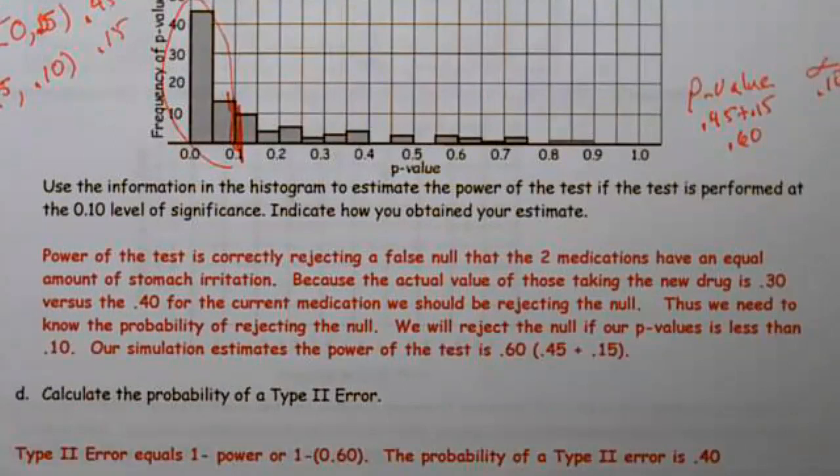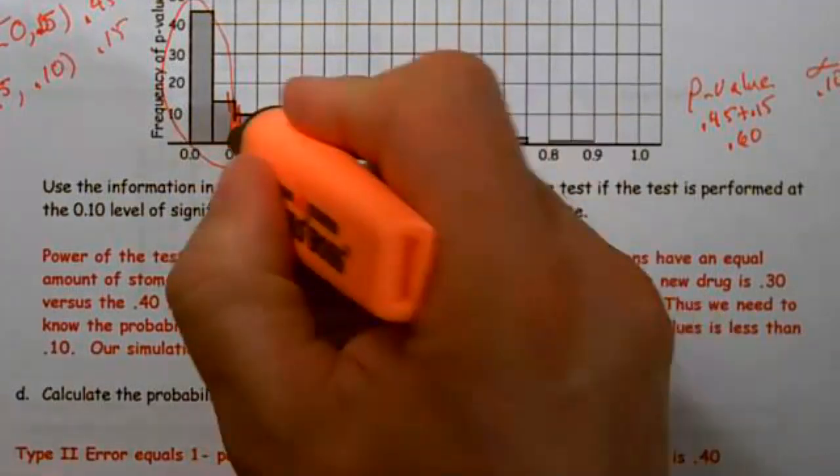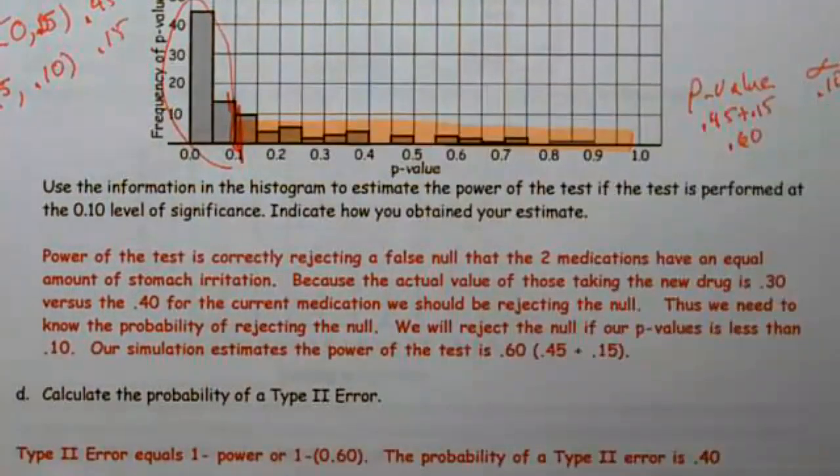All right, part D, calculate the probability of a type 2 error. Well, if you understand part C, then part D is easy. If you can't do part C, then part D is almost impossible. Calculating a type 2 error, that means my p-value had to be greater than alpha. So if my p-value was greater than alpha, I failed to reject. Well, that happened. All of that area right up there, my p-value was greater than alpha. So the part in orange, I would have failed to reject.